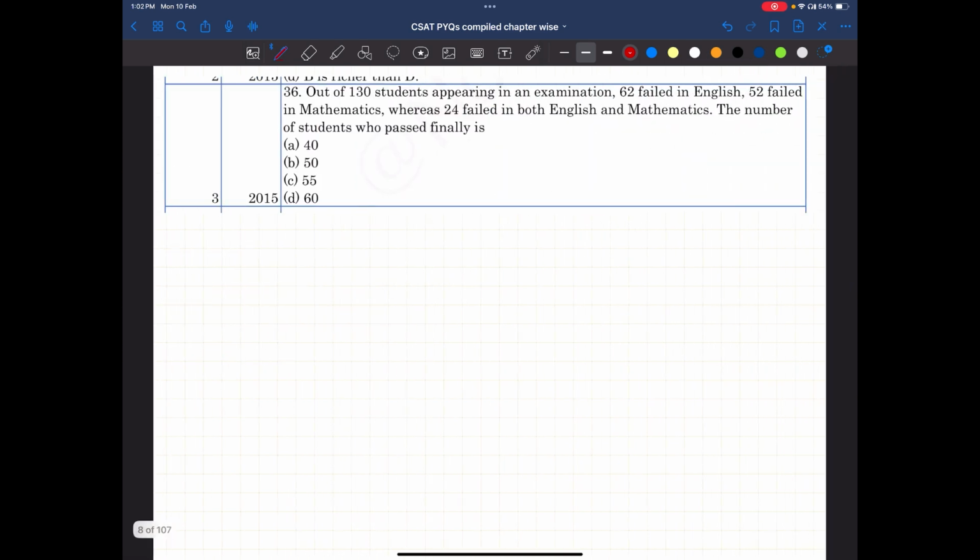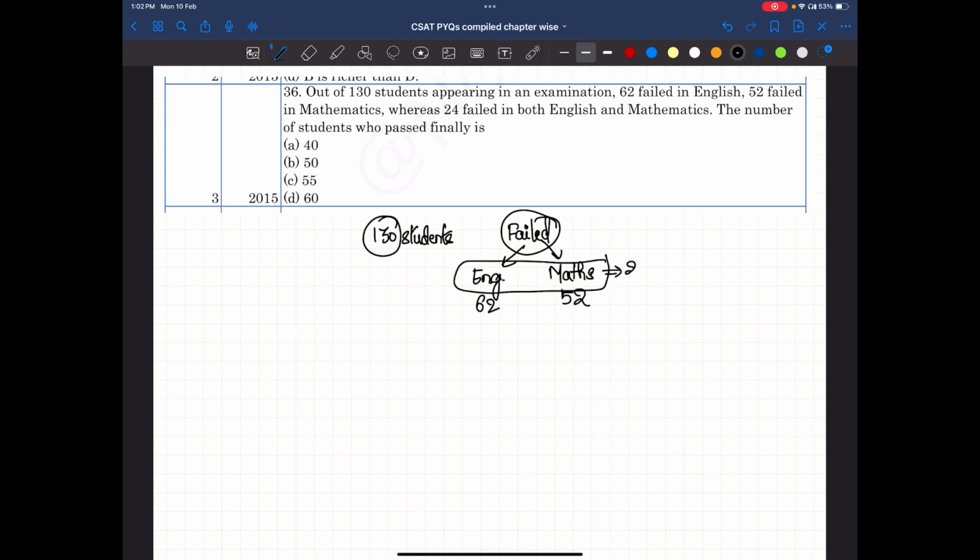Now let's go to the other question. Out of 130 students appearing in the examination, 62 failed in English, 52 failed in mathematics, whereas 24 failed in both mathematics and English.